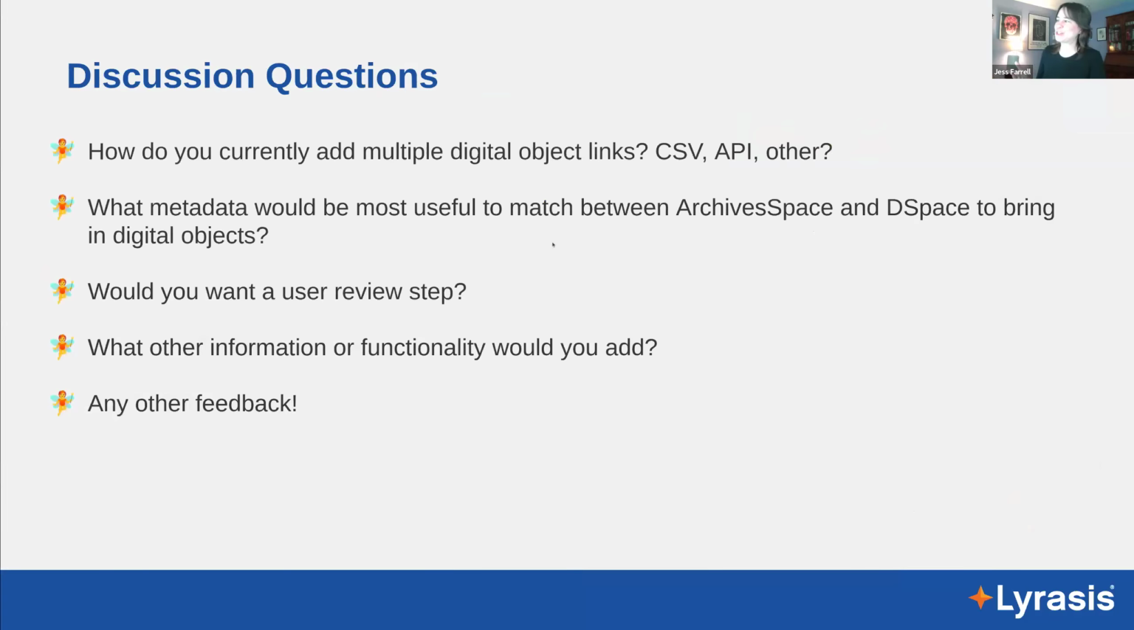And there's probably a lot more questions to ask about this, but yes, how do you currently add multiple digital object links? Do you have a CSV upload? Do you use the API in a homegrown kind of way, or is there some other way? And then what metadata would be most useful to match between ArchivesSpace and DSpace to bring in a whole collection of digital objects? And would you want to use a review step? So please, if you have comments on that, I'd love to hear.